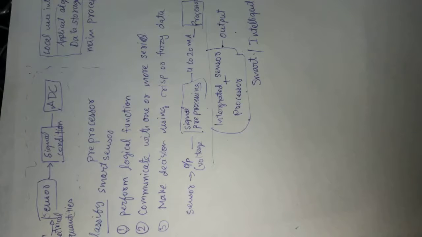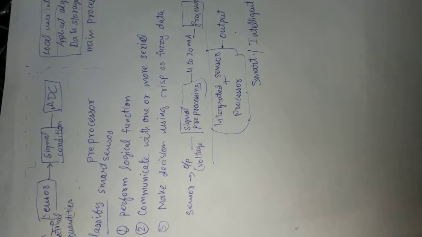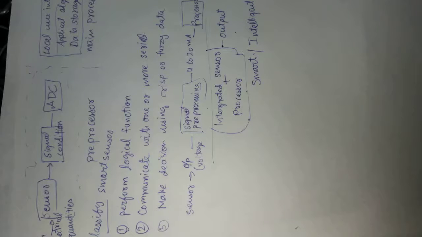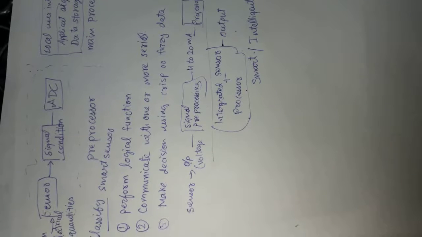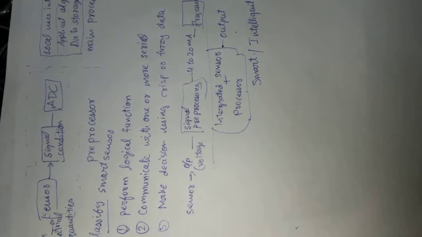To perform the logical functions such as addition, subtraction, it needs a processing unit, and the simplest processing unit available is a microprocessor. And for communication we need a peripheral interface. We can include that using ASIC technologies, that is application specific integrated circuit technology. It helps to integrate the processing unit with the sensor.